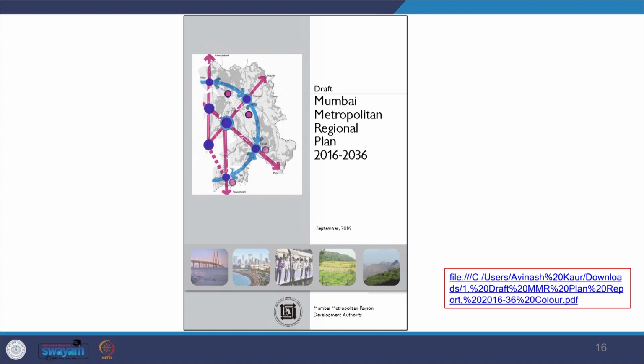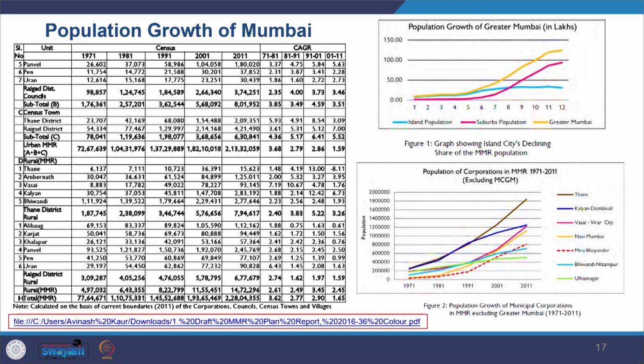So you can see from here how the profiles are built and how different graphs and numbers and data are used to understand the characteristics of the host community. You can see the graph showing cities' declining share of the population. You can see population within different areas, and how these tables and graphs are used to communicate and also understand it.